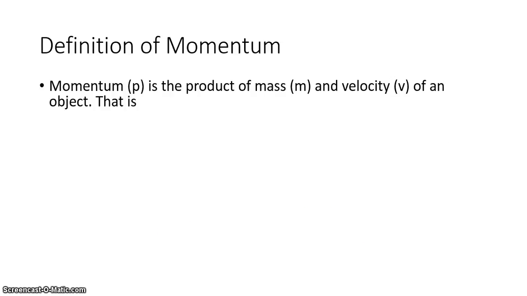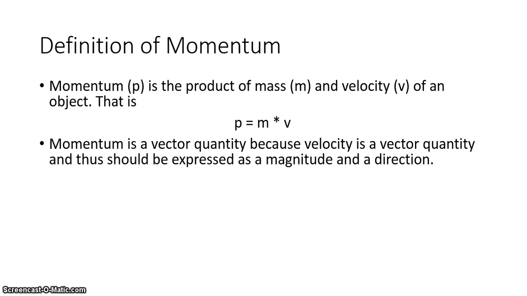So momentum. Momentum is the product of mass times velocity of an object. That is, P is equal to M times V, where P is momentum, M is the mass of the object, times velocity of that object. Since velocity is a vector quantity and it makes up the momentum equation, then that means that momentum is also a vector quantity. And so whenever we express momentum, we need to not only talk about the magnitude of momentum, but we also need to talk about the direction of momentum.